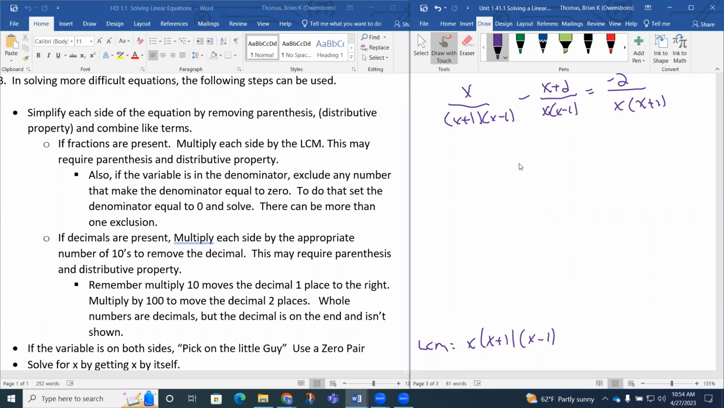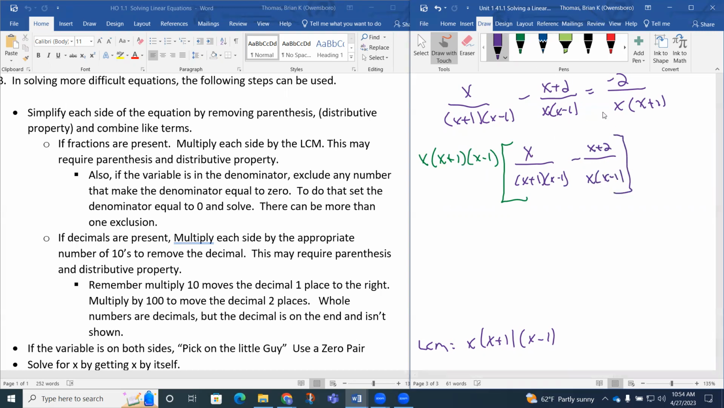So to solve this equation, we want to multiply by this LCM, which is x times x plus 1 times x minus 1. I'm going to come down here and write in x times x plus 1 times x minus 1, and I'm going to use a bracket here. Inside the brackets goes x over x plus 1 times x minus 1, and then minus x plus 2 over x times x minus 1. That's going to be the left side.